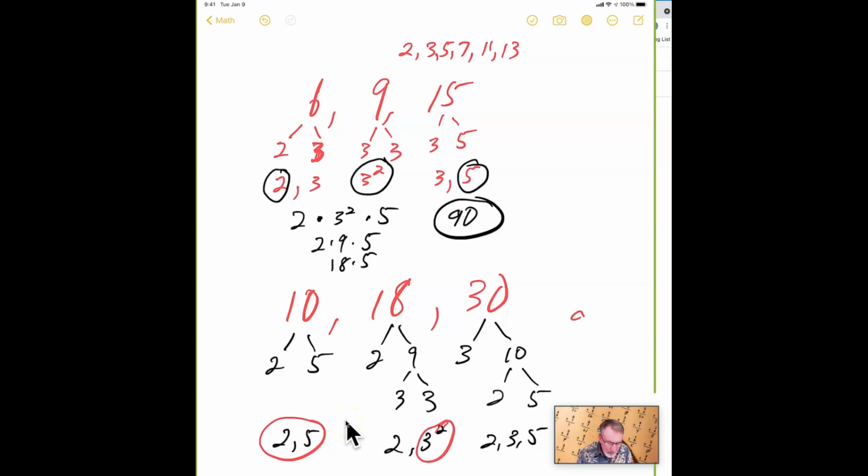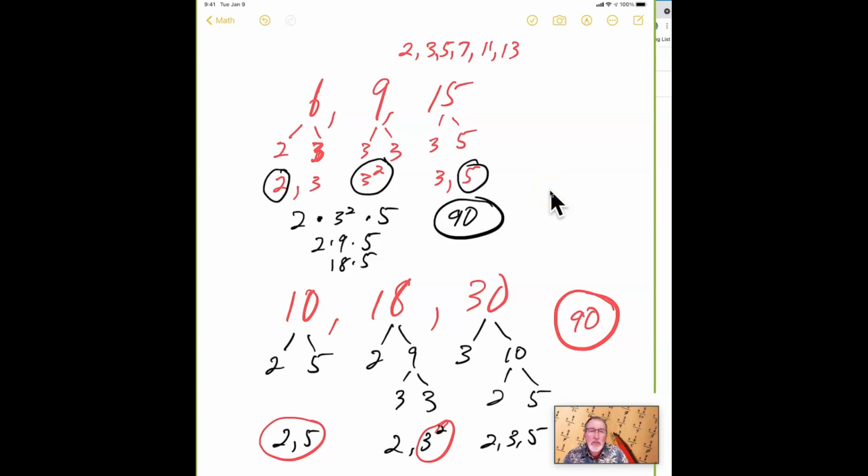So it looks like the same number that worked for 6, 9, and 15 will work for 10, 18, and 30. So 10 goes into 90 9 times, 18 goes into 90 5 times, 30 goes into 90 3 times. And up here, 6 goes into 90 15 times, 9 goes into 90 10 times, and 15 goes into 90 6 times. So this is a foolproof method, and almost foolproof, I guess.